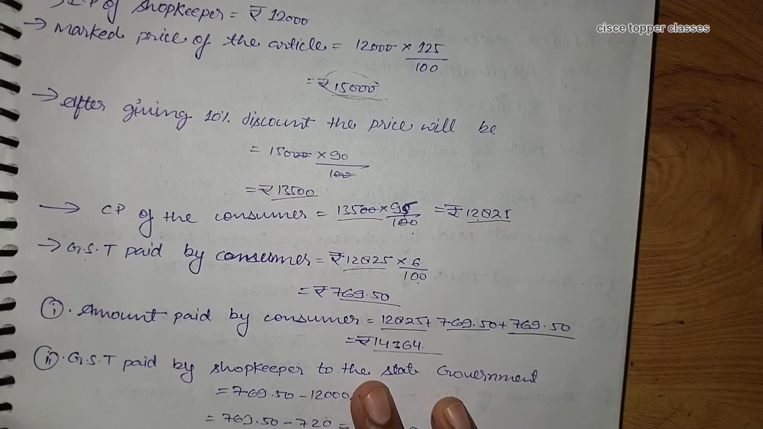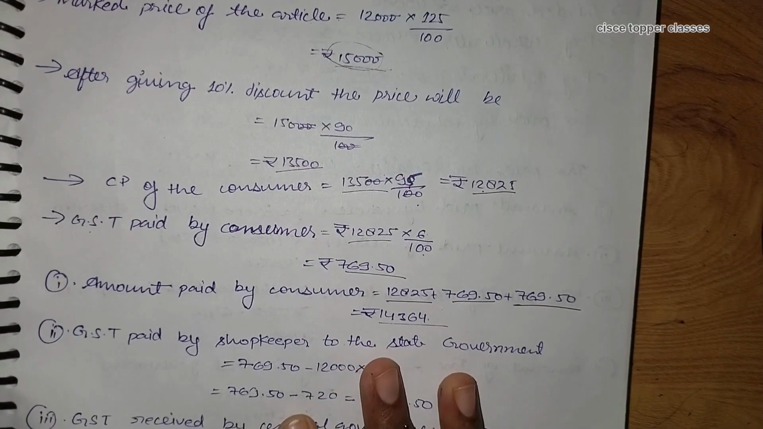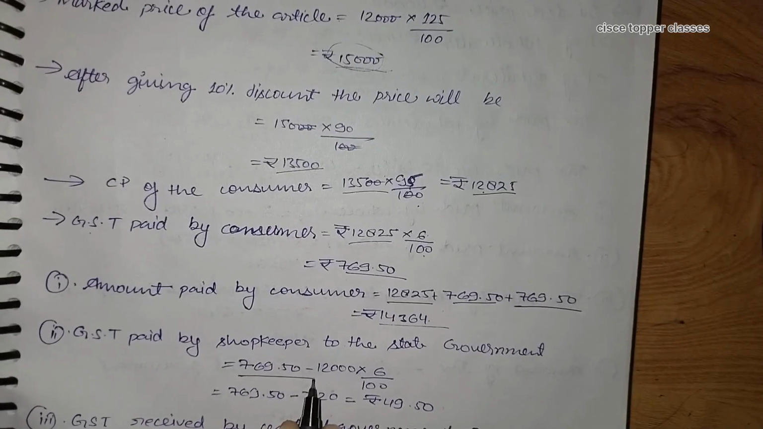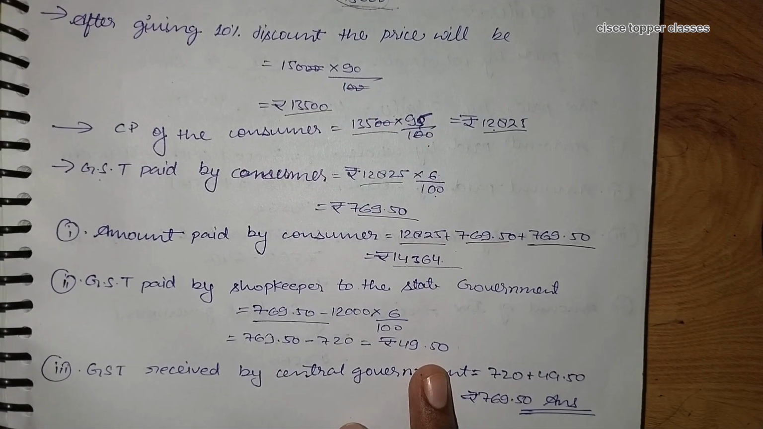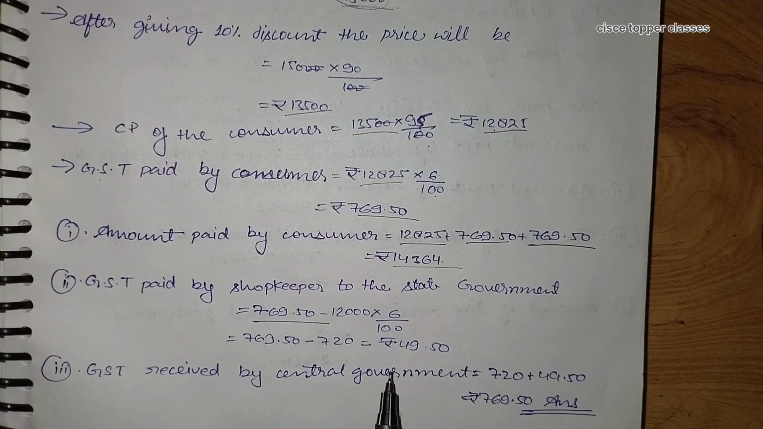Now we have to find the amount of tax paid by the shopkeeper to the state government. So this will be 769.50 minus 12,000 into 6 by 100. 769.50 minus 720 will be 49.50 here. So this is the value, the GST paid by the shopkeeper to the state government.